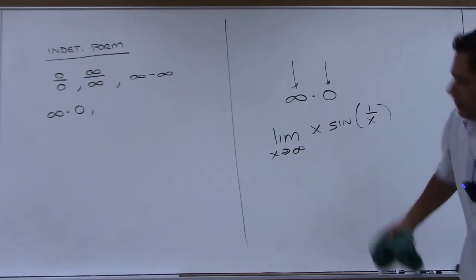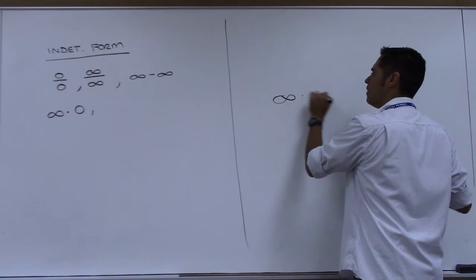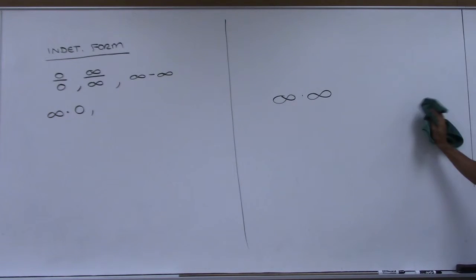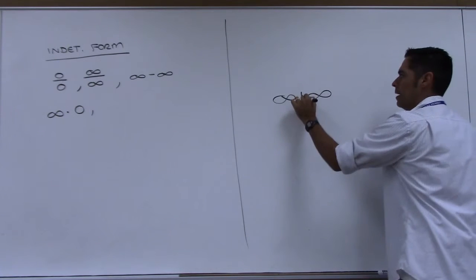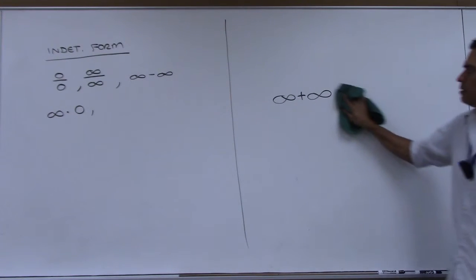What else? Would infinity times infinity, we already talked about that one? Is that indeterminate? I think we did talk about that, right? Big times big, that's still big? How about big plus big? Still big? So those aren't problems? Those aren't indeterminate?